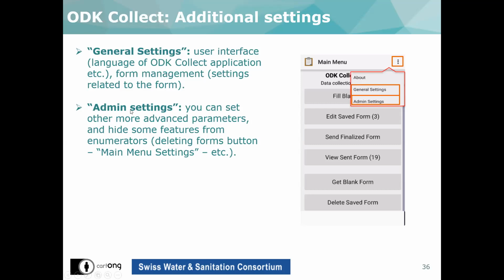Now, the admin settings are basically more advanced settings. You could tell it, for example, okay, here on this main menu, I don't want this View Sent Form button. So I'll go to admin settings, main menu settings, and say I don't want this button. So you could do that.